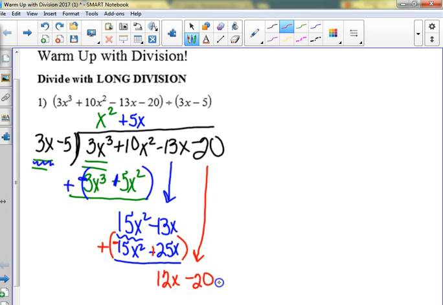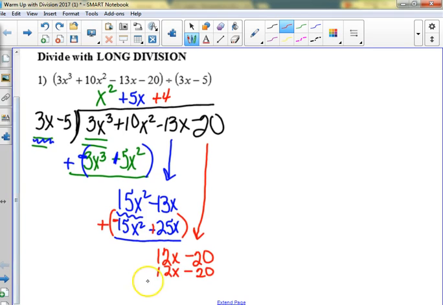And I think Mr. Abruzzo might have written us one that comes out nice. Because what happens next is we need the 3x to become exactly 12x. So we're going to multiply by 4. When we distribute over there, we get 12x and a minus 20. So when we change that to subtract or add the opposite, it comes out even.